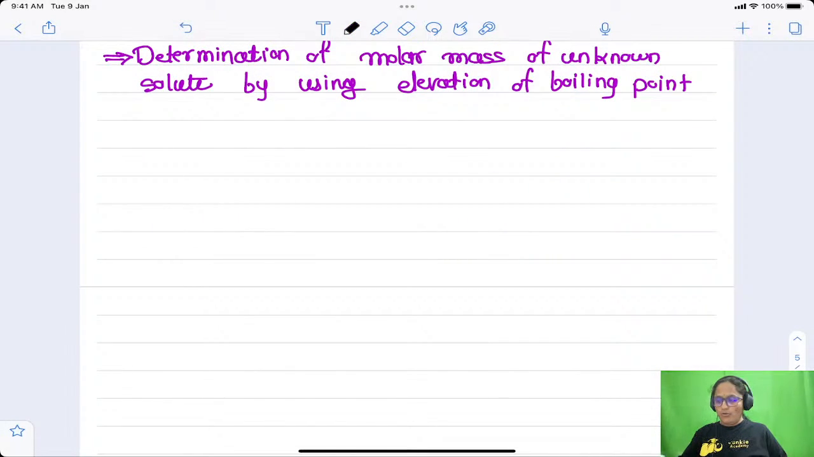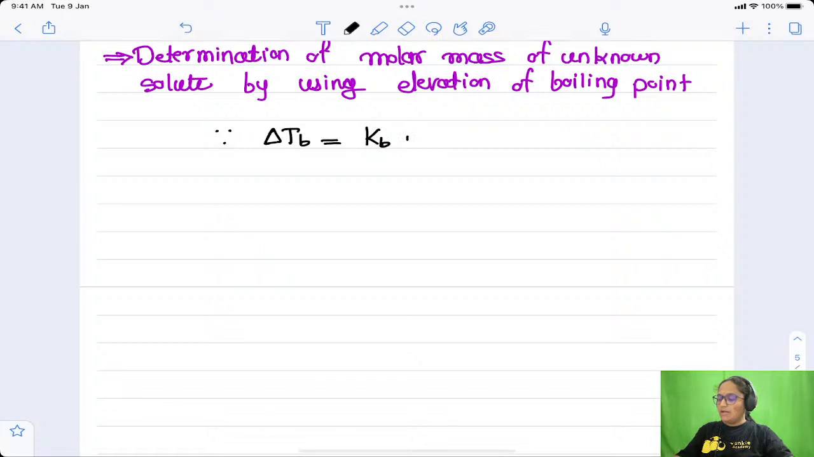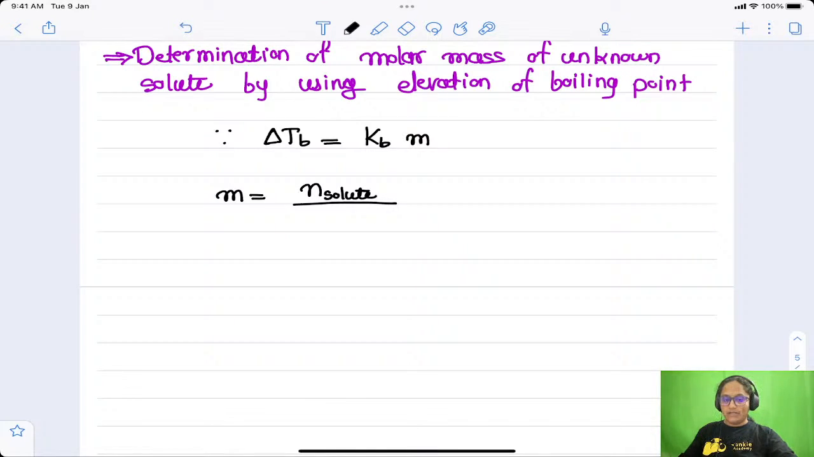Okay, so let us see how to find out the molar mass of unknown solute by using the elevation of boiling point, right? What do we know about elevation of boiling point? Elevation of boiling point, delta TB, is equal to Kb into m, right? As we know, delta TB, which is nothing but elevation of boiling point, is equal to Kb multiplied by m. What is m here? m is nothing but the molality, right? The formula for molality is the number of moles of solute divided by the mass of the solvent, right? Mass of the solvent.